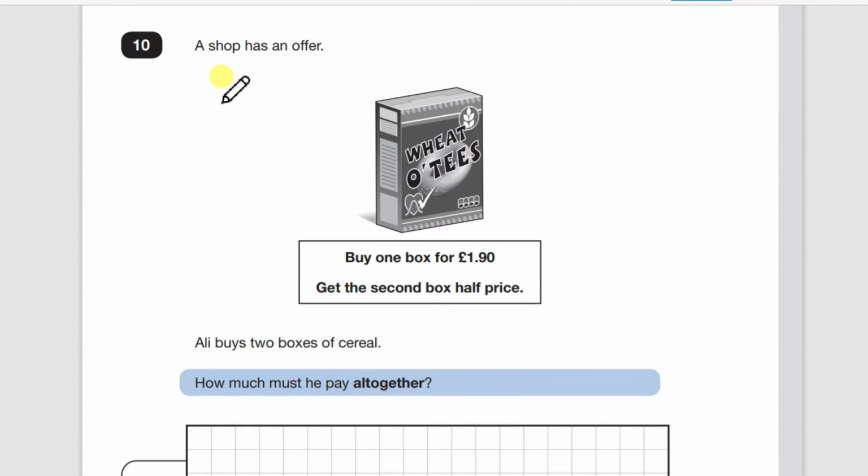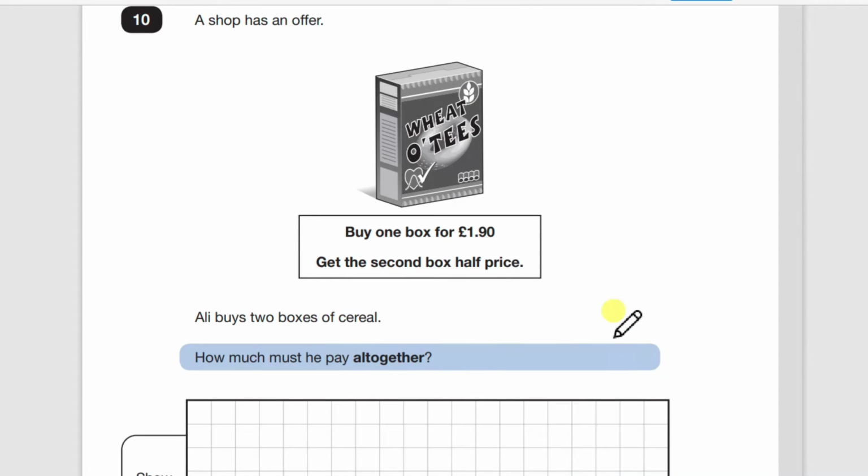Now 10. A shop has an offer here. It says buy 1 box. Ooh, Vito tea, that looks nice. Buy 1 box for £1.90 and get the second box half price. Now Ali wants 2 boxes of cereals, just like me. I like to get many cereals. How much does he pay altogether?